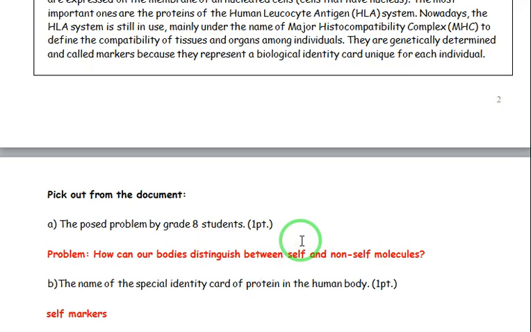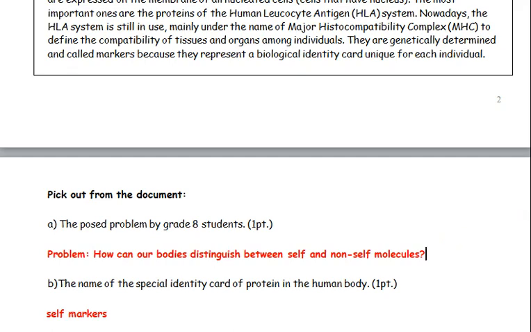We have to pick out only from the document, not from your own or base knowledge. Only pick out from this document. The posed problem, as we said before, is mentioned at the beginning of the text in the first line: How can our bodies distinguish between self and non-self molecules? The posed problem should end with the question mark. If you wrote the posed problem without a question mark, no mark can be given to you.